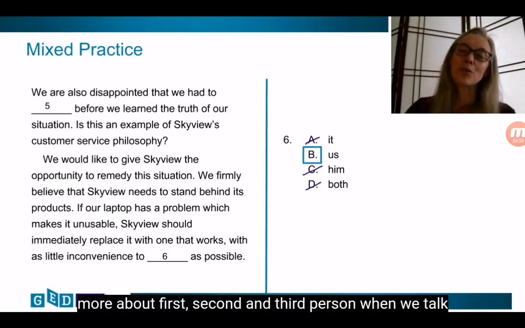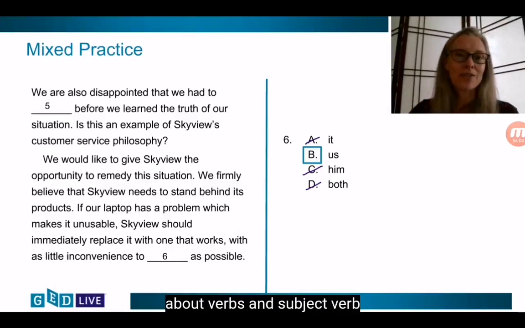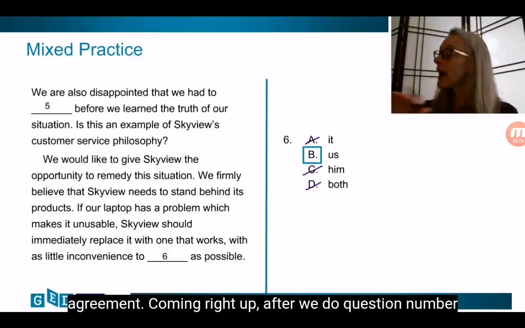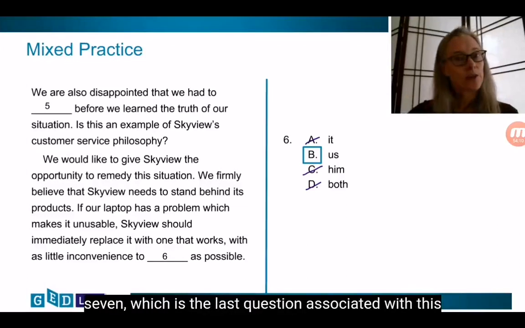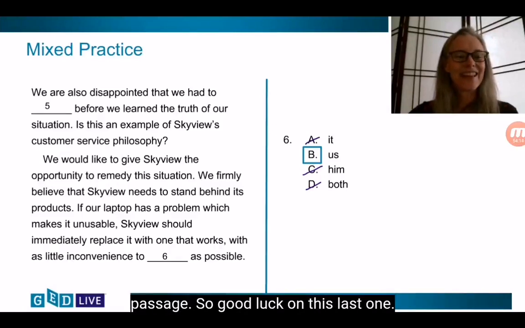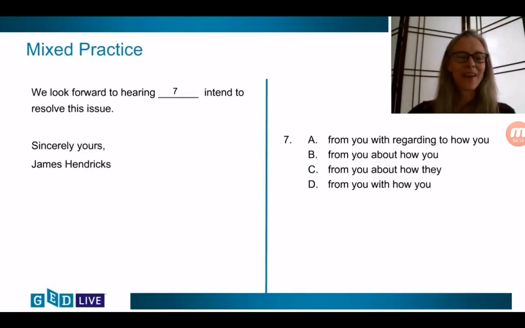Okay, and we'll talk a little bit more about first, second, and third person when we talk about verbs and subject-verb agreement. Coming right up after we do question number 7, which is the last question associated with this passage. So good luck on this last one. Pause and come back when you're ready.